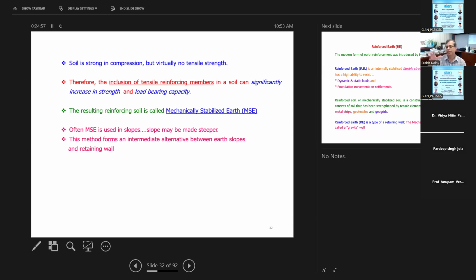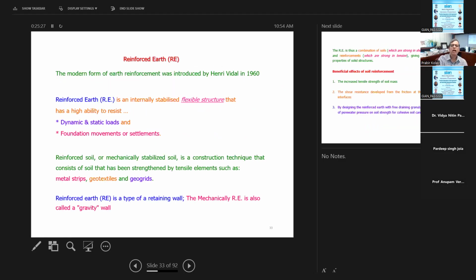Mechanically stabilized earth. So obviously we can design a mechanically stabilized earth retaining wall, right? Often MSE is used in slopes when the slope is steeper. If you use mechanically stabilized earth, you can make an exactly vertical wall, so that instead of making a slope, where you lose some space, here you can utilize the whole area. This method is an intermediate alternative between earth slopes and retaining walls. Retaining wall or reinforcement. I'm going to talk a little bit more about the reinforcement.